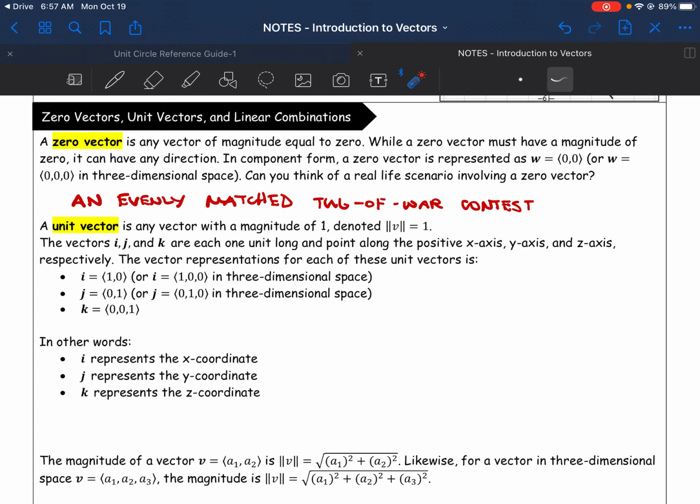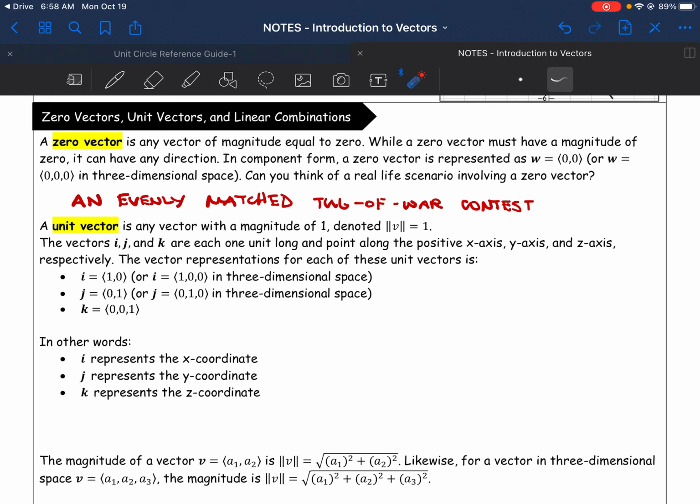Now, I told you we would talk about this component form just a moment ago, and we call the vectors i, j, and k. These are the unit vectors along the different axes. So i is the unit vector for the positive x-axis, j is the unit vector for the positive y-axis, and k is the unit vector along the positive z-axis. And we know that in an ordered pair, the x-axis comes first, so i would be 1, 0, because it's going along the x-axis.